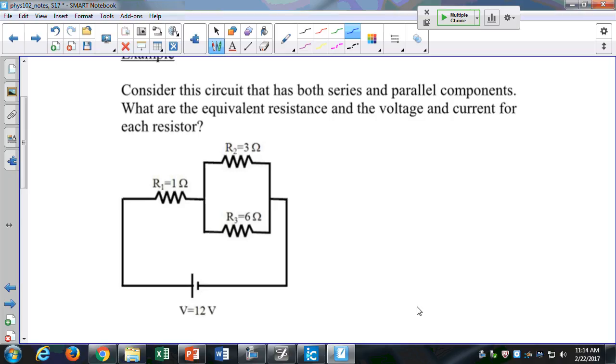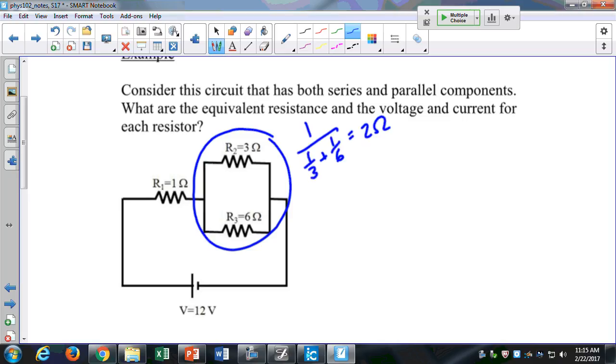I want to know the equivalent resistance, the current, and the voltage for each resistor. First, we'll start with the smallest part that's either series or parallel. That would be this part. You say, well, that's a 3 and a 6 in parallel. I know that the equivalent of that is just 2. 1 over 3 plus 1 over 6. That's equal to 2 ohms.